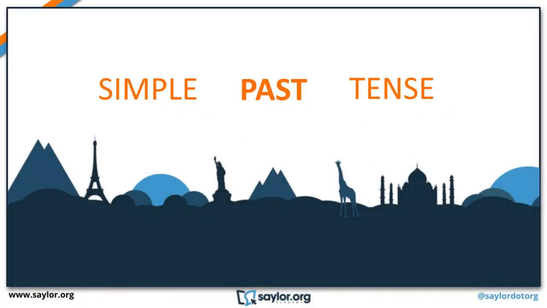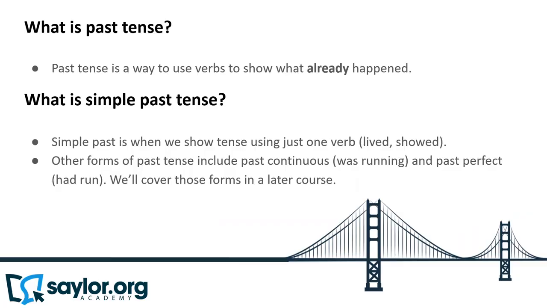Simple past tense. What is past tense? Past tense is a way to use verbs to show what already happened. What is simple past tense? Simple past is when we show tense using just one verb: lived, showed. Other forms of past tense include past continuous, was running, and past perfect, had run. We'll cover those forms in a later course.